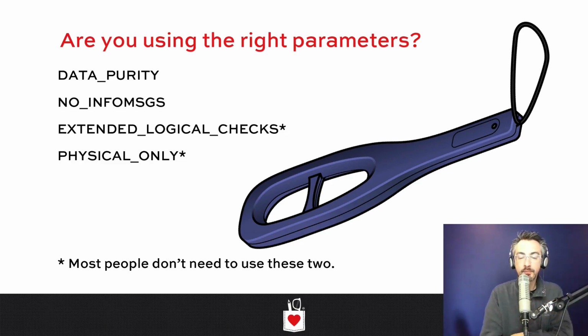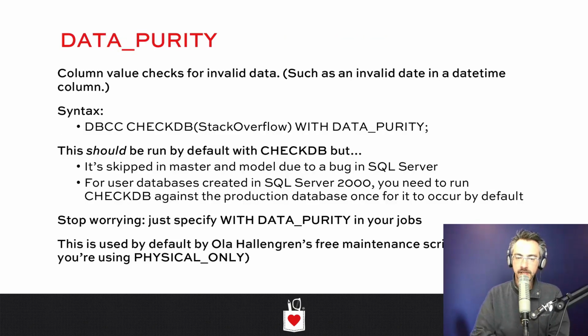There are four common parameters. You don't use them all. You're going to choose which ones you want to use. Data purity, no info messages, extended logical checks, and physical only. I'll go through each of these individually, starting with data purity. This is one to make sure that you don't have Febtober or Toyotathon in a date field.